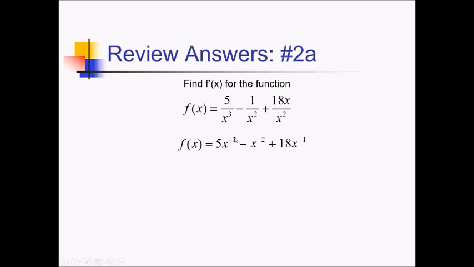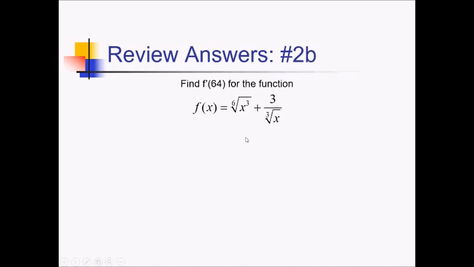So I have negative 15, and then I'm going to have x to the negative 3 minus 1, so be careful there. That's going to be negative 4. Next we'll have positive 2 times x to the negative 3. Finally, negative 18, x to the negative 2.